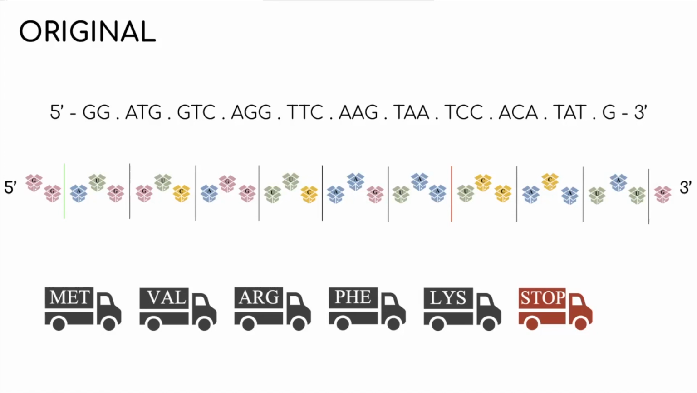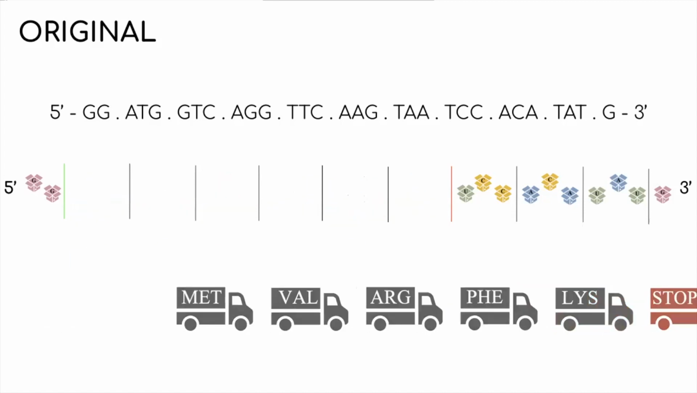Following the original strand, you can see the 5-truck sequence needed to complete the order: MET, VAL, ARG, PHE, and LYS. The stop truck will prevent other trucks from being added to this group.